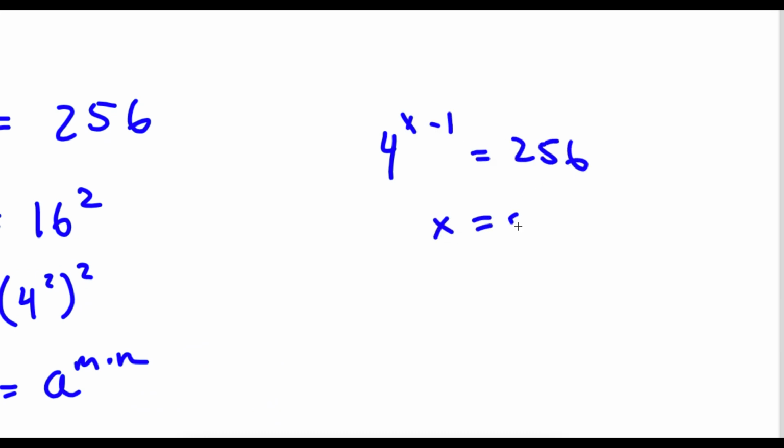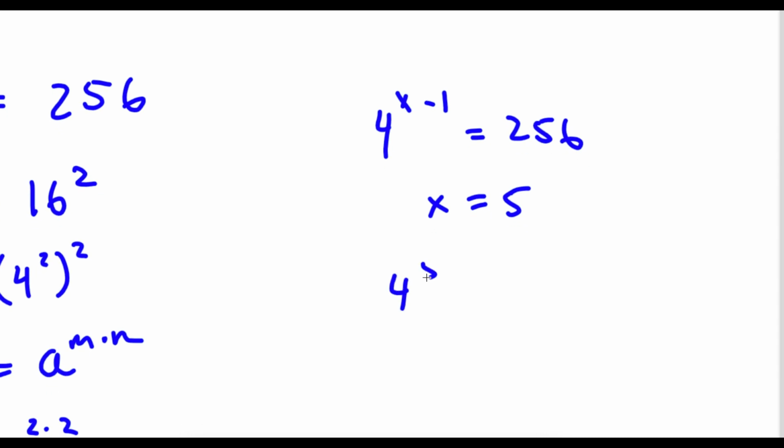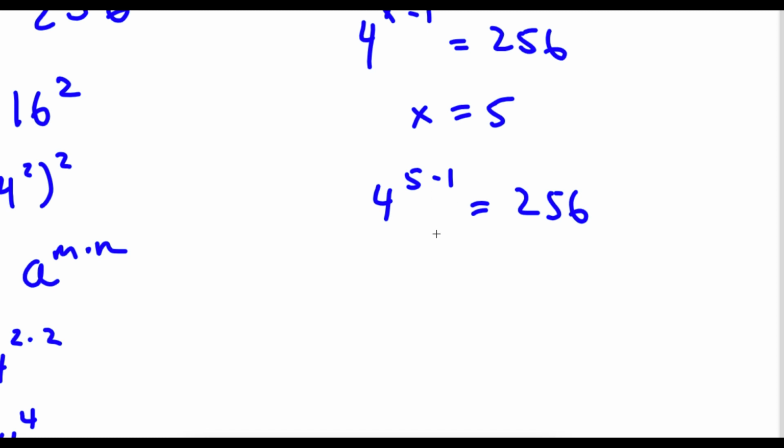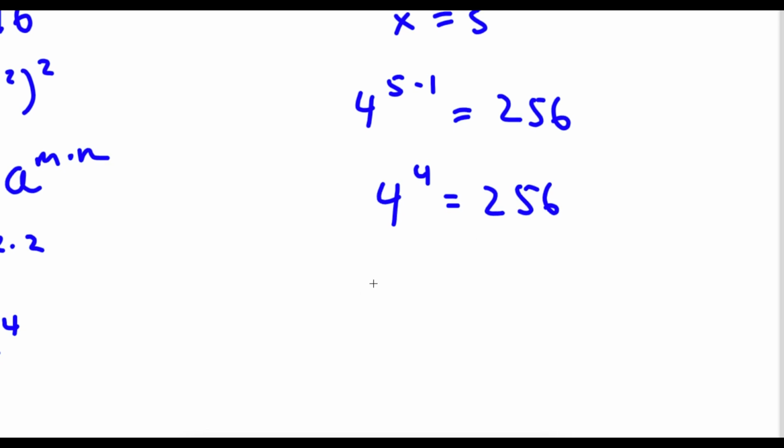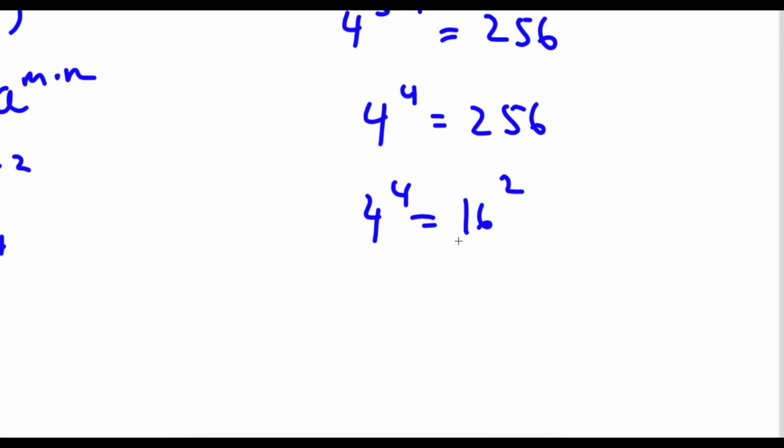Now I know that x is equal to 5. So now I have 4 to the power of 5 minus 1 is equal to 256. Now 5 minus 1 is 4, so I have 4 to the power of 4 is equal to 256. 256 is the same as 16 squared, so I have 4 to the power of 4 is equal to 16 squared. 16 is the same thing as 4 squared, so I have 4 to the power of 4 is equal to 4 squared to the power of 2.